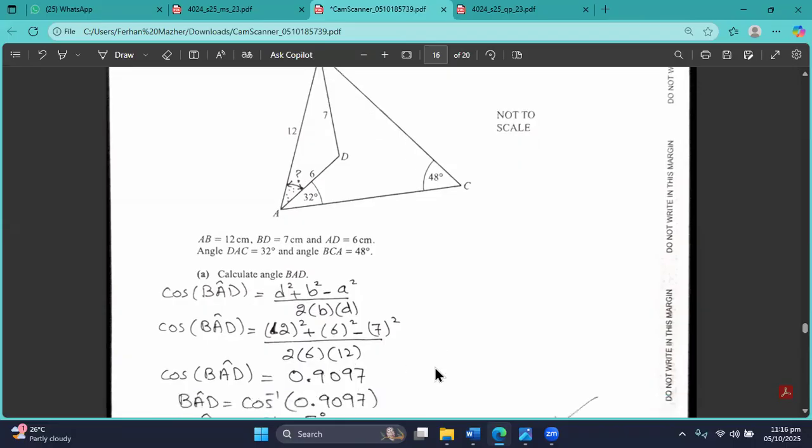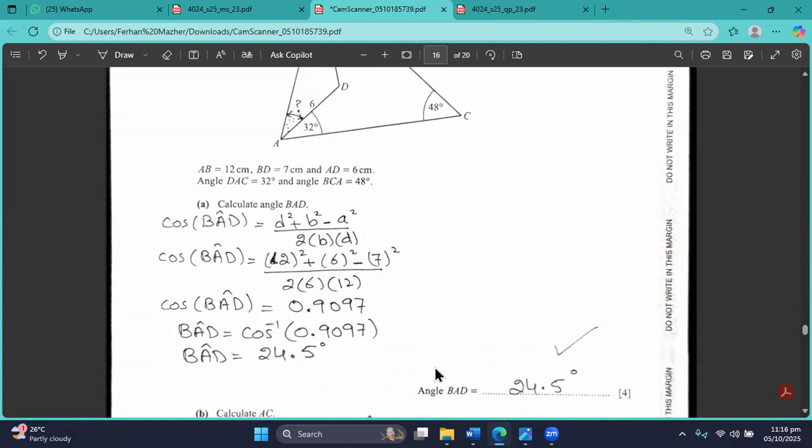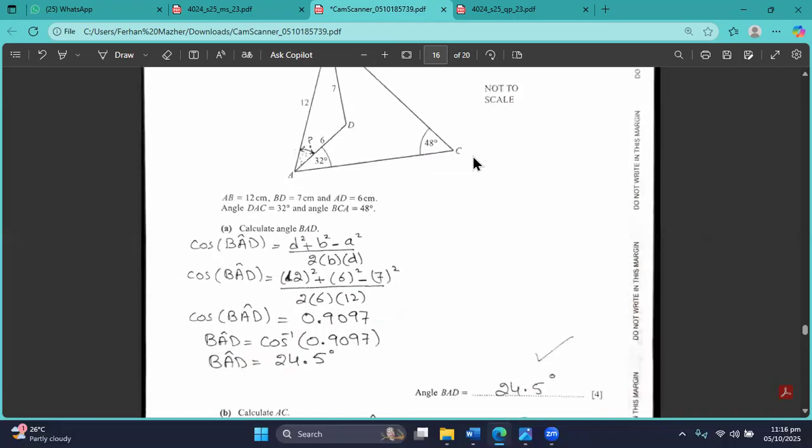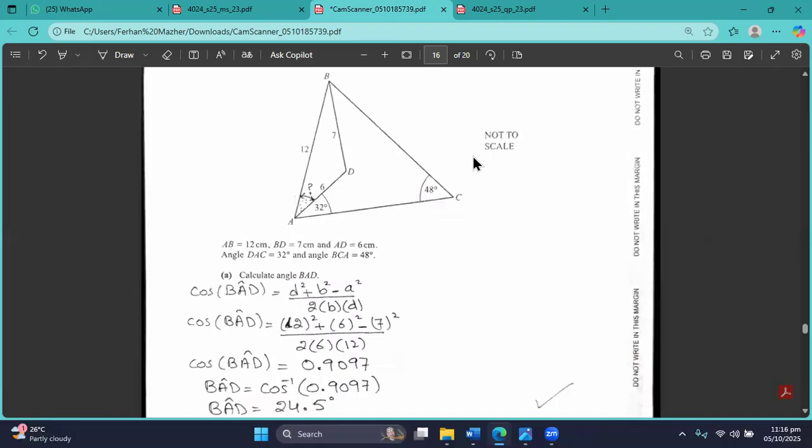And you will have the angle BAD equal to cos inverse of 0.9097, and BAD will be equal to 24.5. So we have applied the law of cosine, and by applying it, we are able to find the angle BAD. You know that in triangle BAD the three sides were given and we want to find one of the angles. So we have used the law of cosine, or you can say the cosine rule.